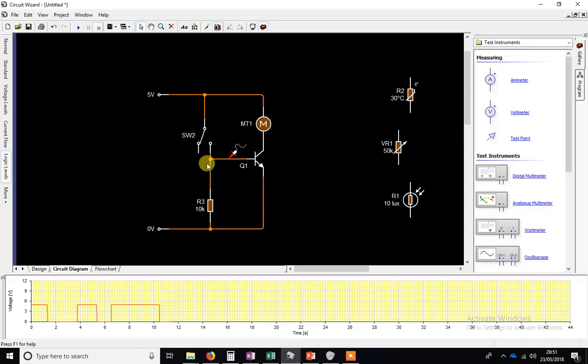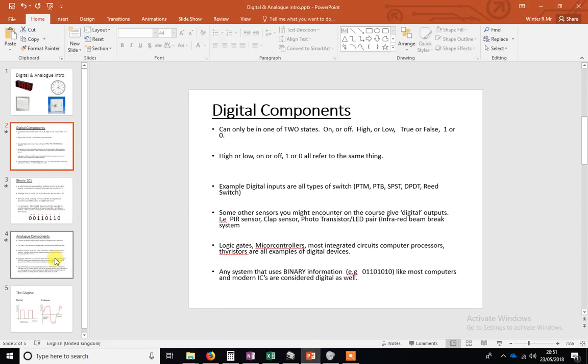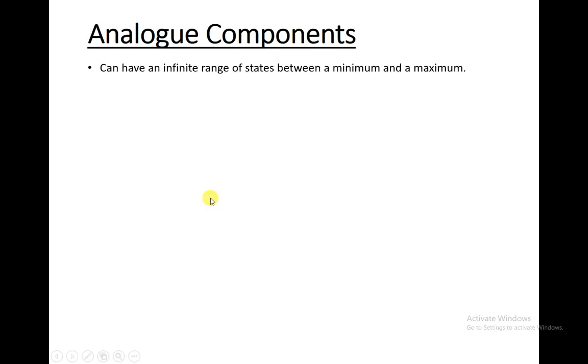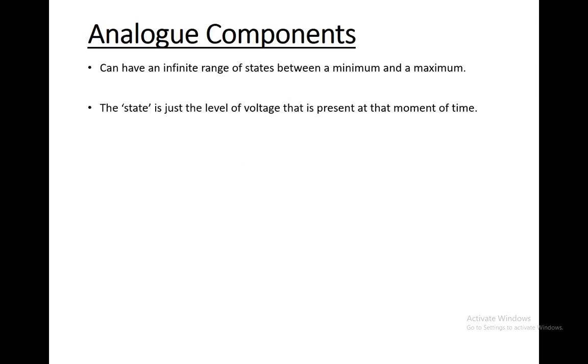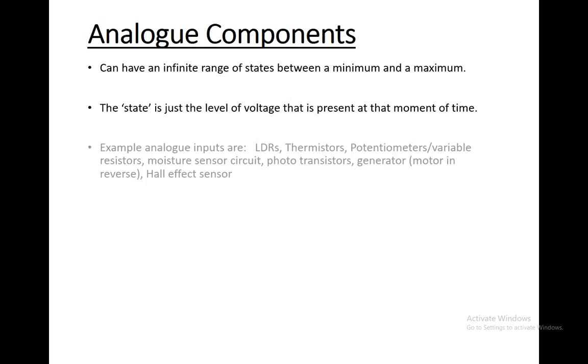Right, on to analog components. Back to the boring PowerPoint. So these guys, they have an infinite range of states or values between a minimum and a maximum. And when I say infinite, I mean infinite. In theory, there is no definite level they can be at. It could be anywhere between a minimum and a max. And when I say state, we're just talking about the amount of voltage that's present at that moment in time. It could be half a volt, 1 volt, 1.11, 1245 volts, 2.3 volts. Could be anywhere between a minimum voltage, normally 0, and a maximum voltage, like typically 5 volts in modern electronics.